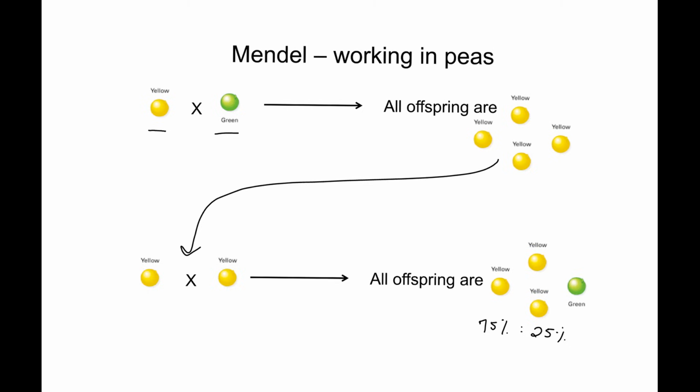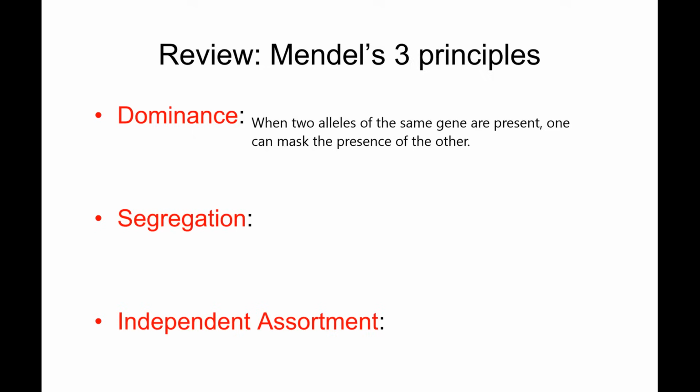From this, he derived three principles: the principle of dominance, the principle of segregation, and the principle of independent assortment. The principle of dominance simply states that when two alleles of the same gene are present, one can mask the presence of the other. In other words, one of the alleles can dominate over the other.